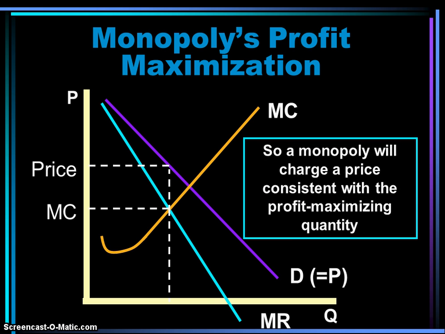So a monopolist, because they have power to do this, is going to charge a price consistent with the profit maximizing quantity at the demand curve. Okay, because why wouldn't they? If they had the power to charge this amount or this higher amount, they're obviously going to charge the higher amount that's consistent with the demand curve at that profit maximizing level of output.